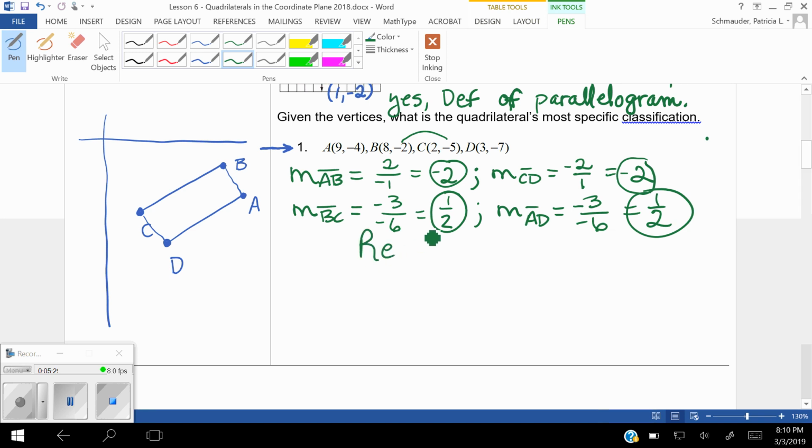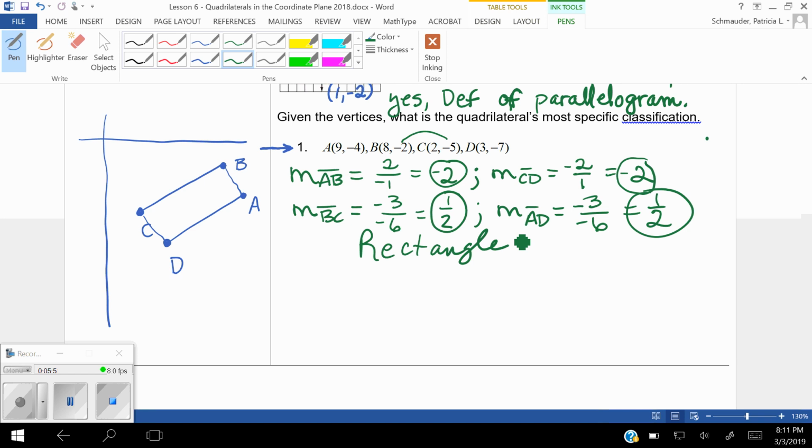We've got a parallelogram because we just showed that both pairs of opposite sides are congruent, but we also showed that consecutive sides are perpendicular. So we know it's a rectangle, but now we've got to check to see if it's a square. We can't rely on our drawing to say, oh, of course it's not a square. I can see that. So we've got to do the algebra.